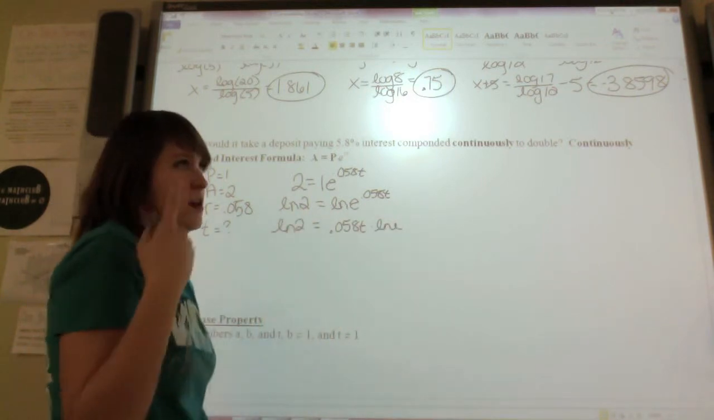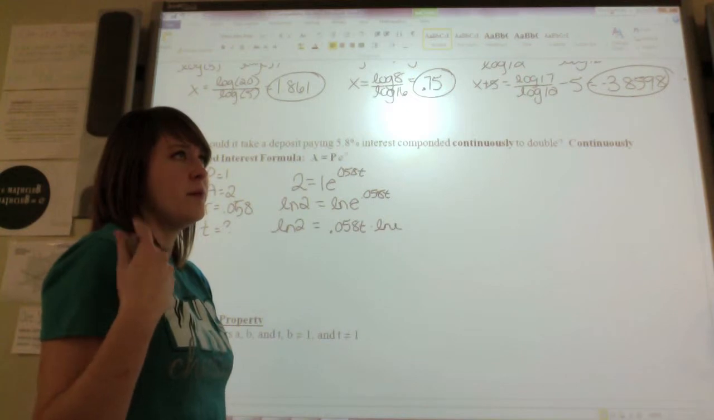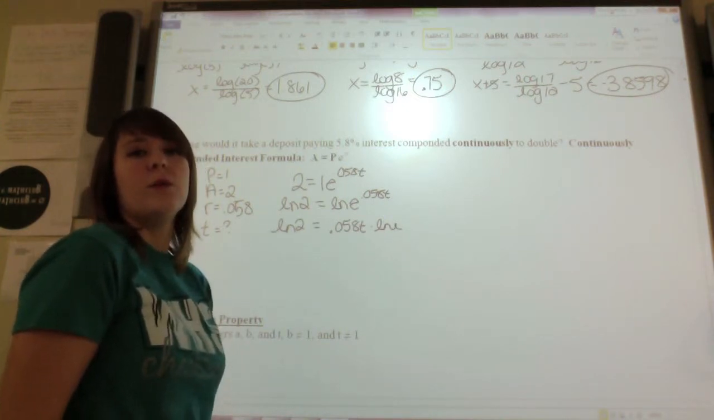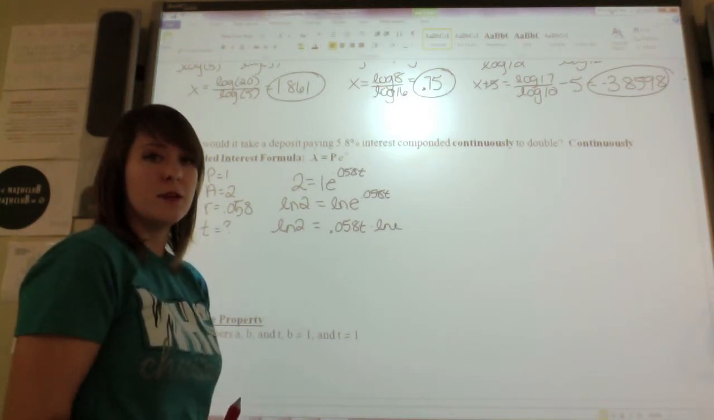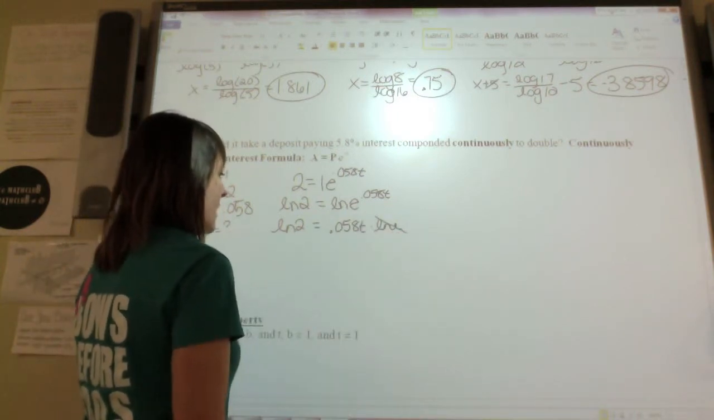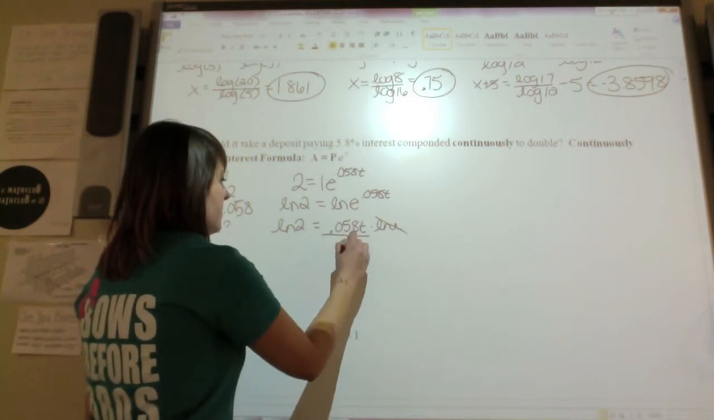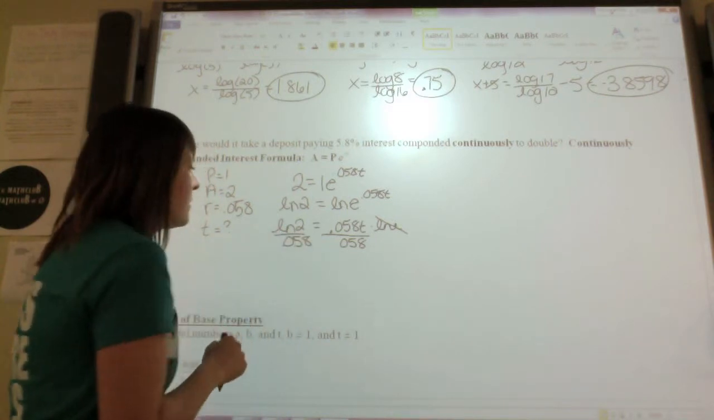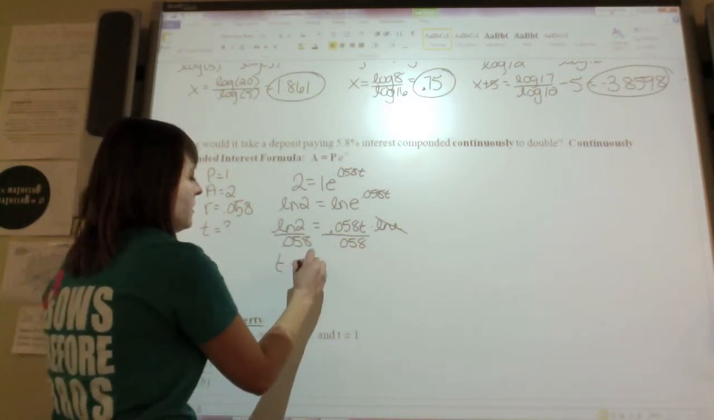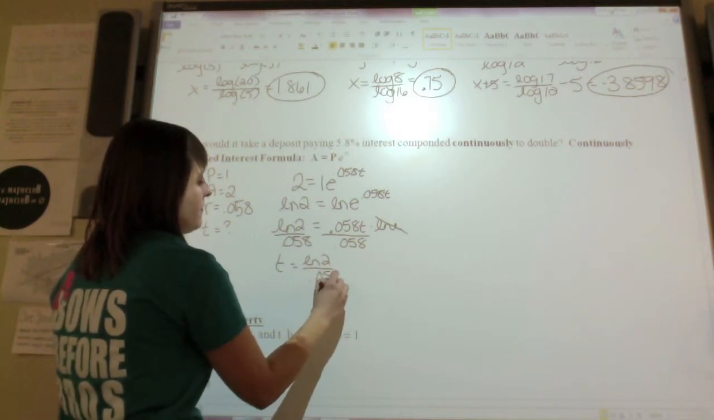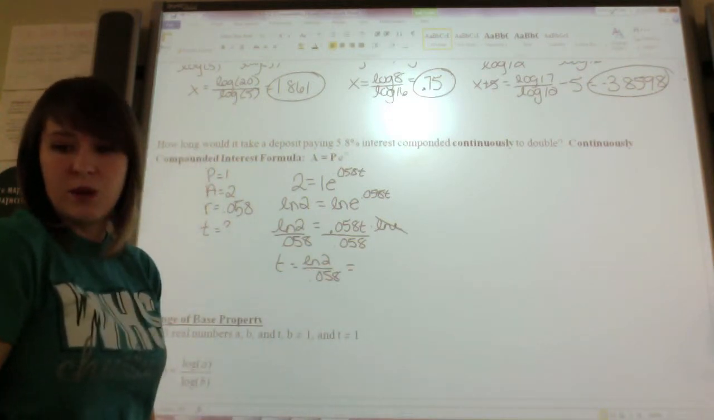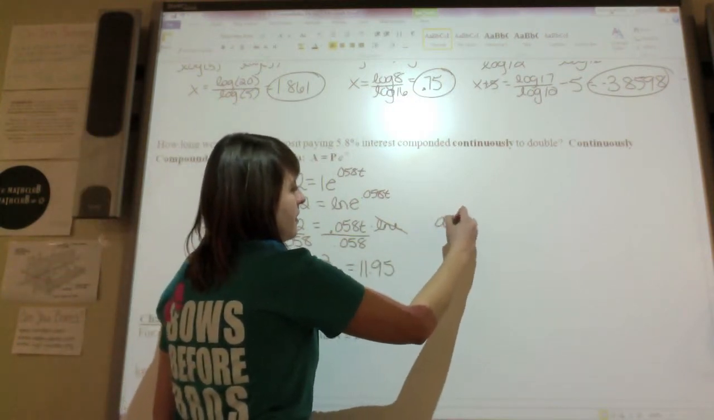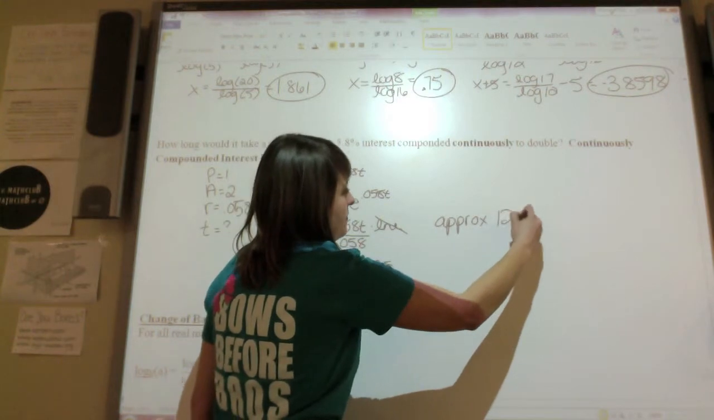Now the natural log of e, if I think about that, that's e to the something equals e. Well, that's obviously just going to be 1 because e to the first power equals e, so that just cancels out. So then I can divide this by 0.058, and I do that to both sides. So in my calculator, I'm going to plug in the natural log of 2 divided by 0.058, and that is going to give me 11.95. So that means it takes approximately 12 years to double.